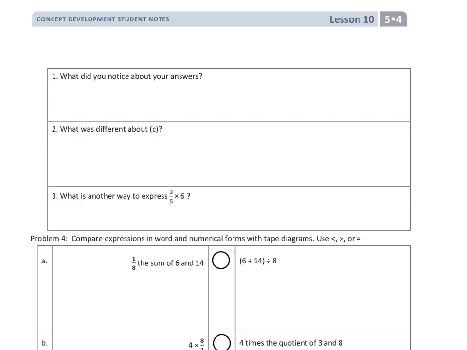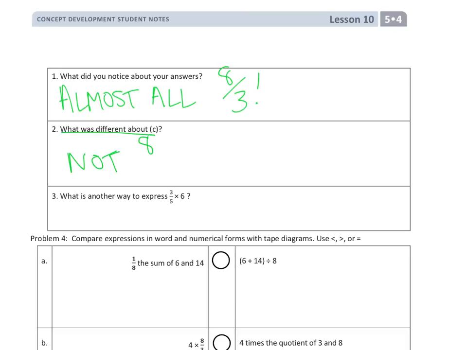So what did we notice about your answers? They were almost all 8/3. Okay, but what was different about C? It was not 8/3. So what's another way to express 3/5 times 6? Well, 3/5 times 6/1, which would be 18/5, which would be 3 3/5.